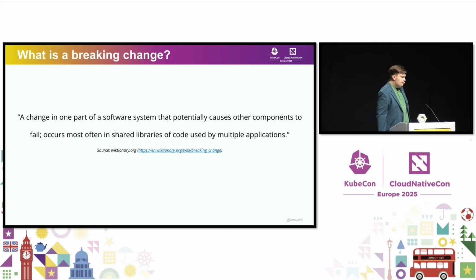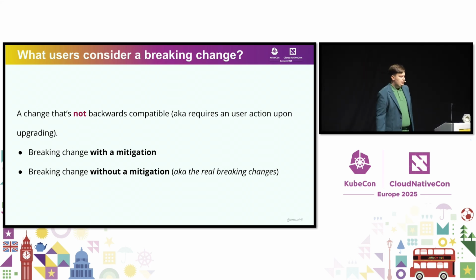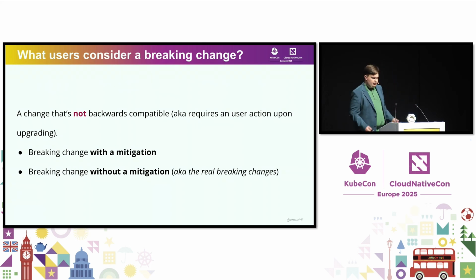But I believe we can simplify this. If we ask users what they think, mostly we will get the answer that a breaking change is a change that's not backwards compatible, or in other words, that requires a user action upon upgrading. And I think this is something that we encountered many times in a lot of different cases. And I think we can all agree that we can split breaking changes into two different categories.